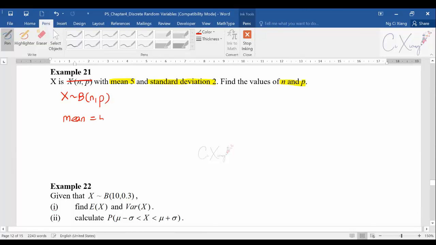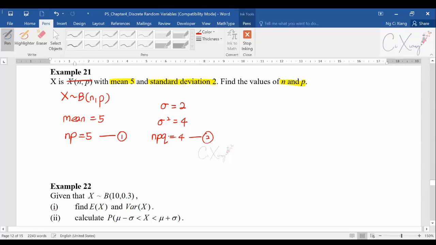So that means you're having np equals to 5. All right, so this is the first equation that you have. Alright, so standard deviation is 2. So standard deviation is 2. That means variance is 4. Okay, so what's the formula for a variance for binomial distribution? It should be npq. So npq equals to 4. This is the second equation.